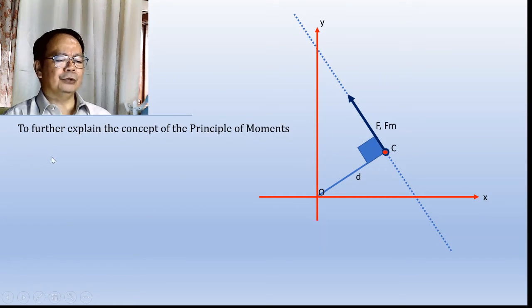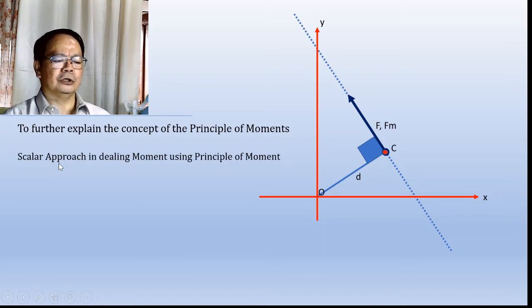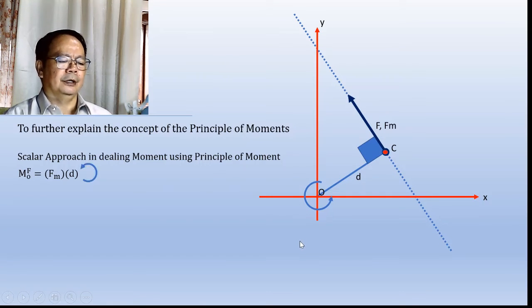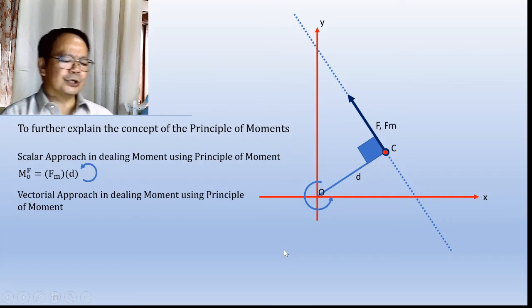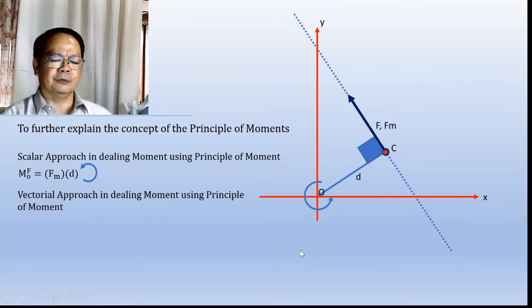Hence, if you're going to consider the scalar approach in dealing moments, then the moment can be taken as the product of the magnitude of F and the distance of that F from the axis of moment, and that is equal to F_m multiplied by D. And it will be causing a rotation in the counterclockwise direction. Yun. If we are to consider the vectorial approach in dealing moments using the principle of moments, then we need to have our position vector of C from O, and let us define that as R_OC.